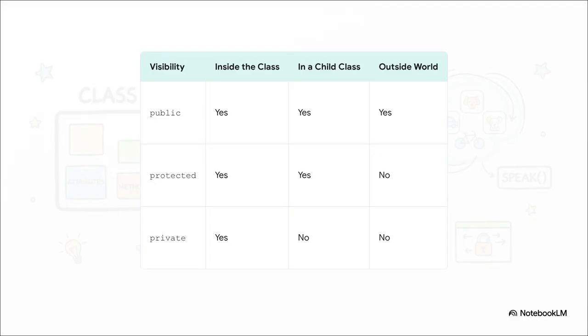And this table here just lays it all out perfectly. You can see public is a yes all the way across. Everyone can see it. Then look at private. A yes only for inside its own class, and a big no for everyone else. And right there in the middle is protected. It's available to itself and its children, but not to the outside world.